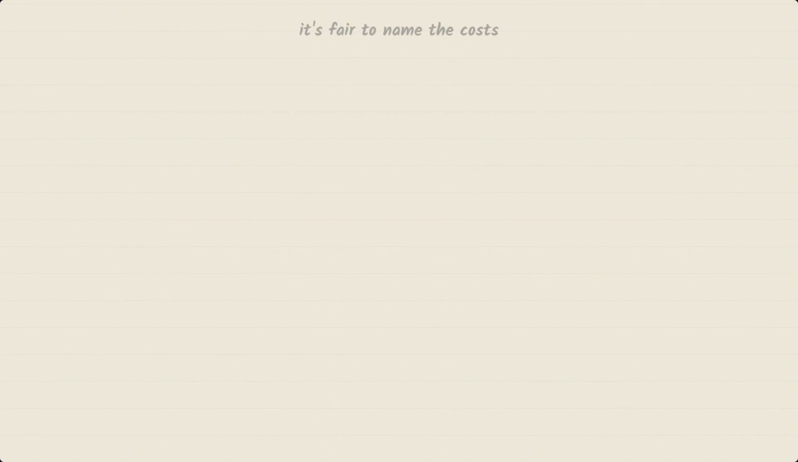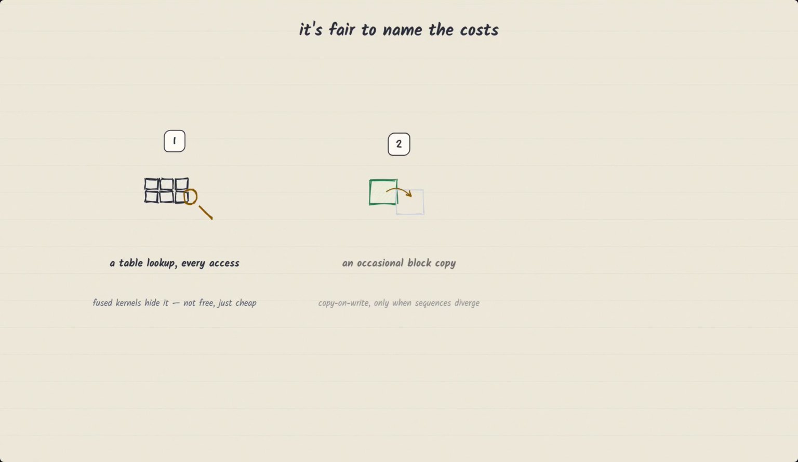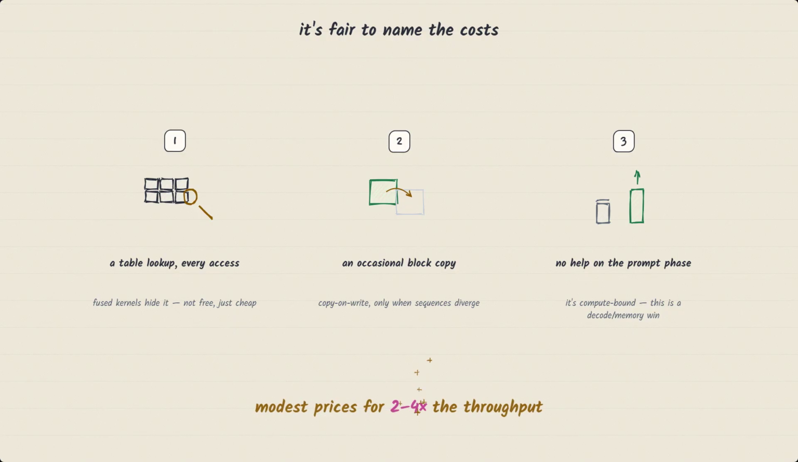It's fair to name the costs. Paging adds a block table lookup and a bit of bookkeeping on every access, and the fused kernels exist precisely to hide that. It isn't free, just cheap. Copy on write means an occasional block copy when sequences diverge. And none of this speeds up the compute-bound prompt phase. Paging is a memory management win, aimed squarely at the memory-bound decode phase and at fitting more sequences. Those are modest prices for 2 to 4 times the throughput, but they're real.